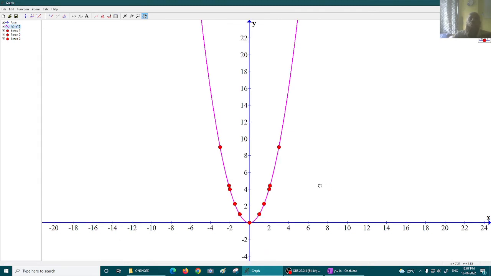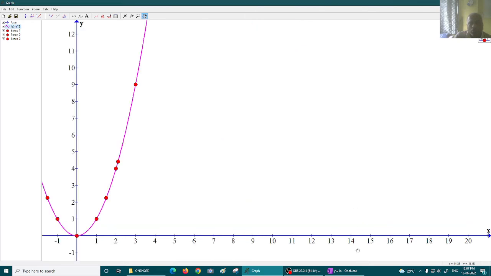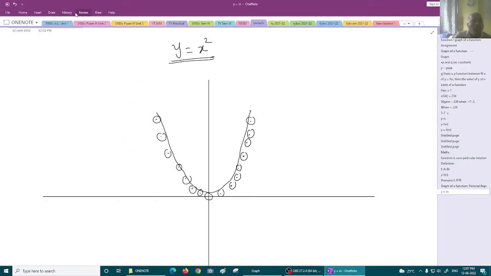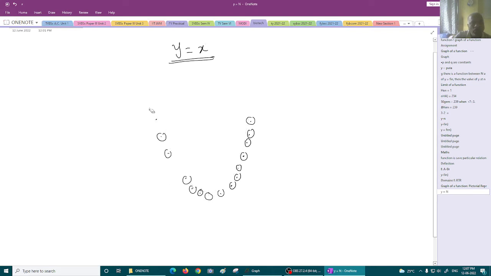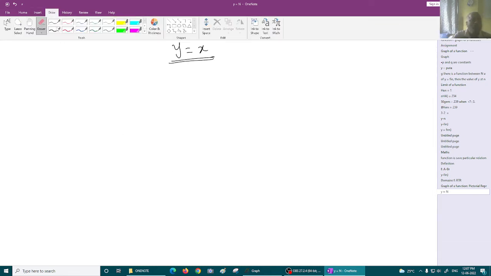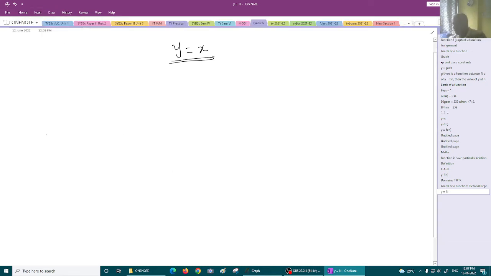Fine. Let us take some more examples. Instead of y equal to x square, I will make a small change and say y equal to x cube. The process is the same. You try to get several points, and then you join them by a smooth curve. So everything depends now on your drawing skills. For the time being, we are going to do all this.